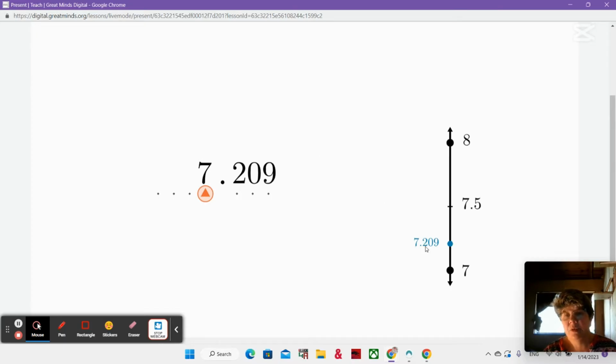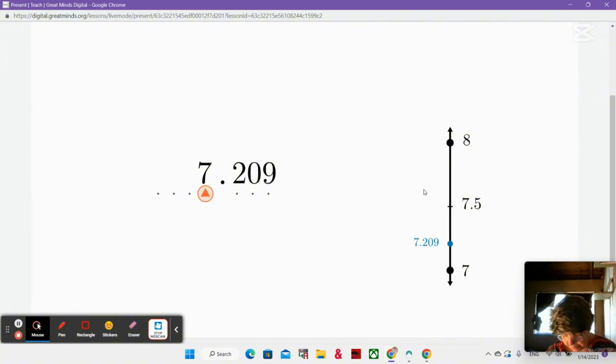Because it has 2/10. Here we have 5/10, and here we have no tenths, 7 and 0/10. So then we have to think, is it closer to our 7 or closer to our 8? Remember, our 7.5 is here just to show us that if it was 7.5 or bigger, it would be closer to 8. And you are correct, it is closer to 7.